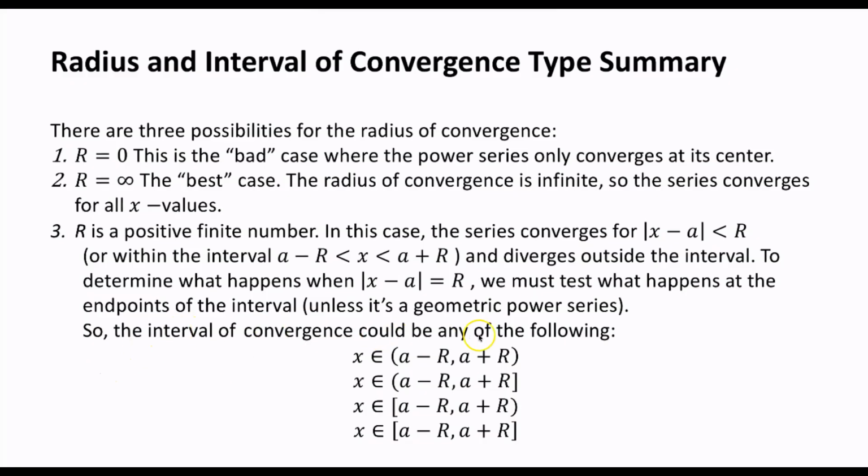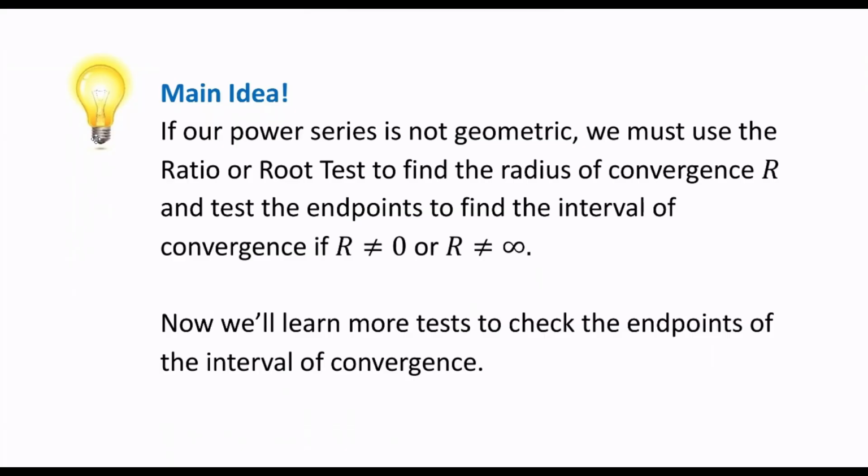So the interval of convergence could be any of the following. It could be a totally open interval, so here both sides have parentheses. It could have one side be open and the other side be closed, like the next two examples, or it could be a fully closed interval, so brackets on both sides of the interval. Here's the main idea. If our power series is not geometric, we must use the ratio or the root test to find the radius of convergence r, and test the endpoints to find the interval of convergence if r is not 0 or infinity. So now what we're going to do is learn more tests to check the endpoints of the interval of convergence.